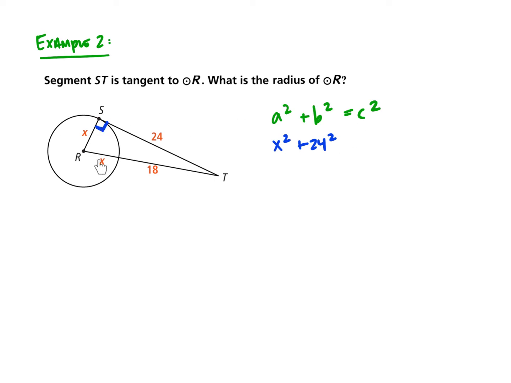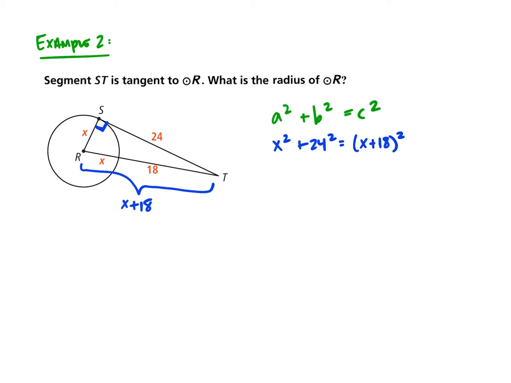But then c here is going to be this entire side. So we have to ask ourselves for a second, what is the length of this side? And it would be x plus 18, because it would be this portion added to this portion. This portion's x, this portion's 18, so that entire segment is equal to x plus 18. So now we're going to say that equals x plus 18 quantity squared.